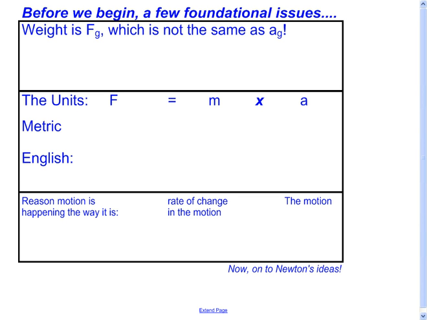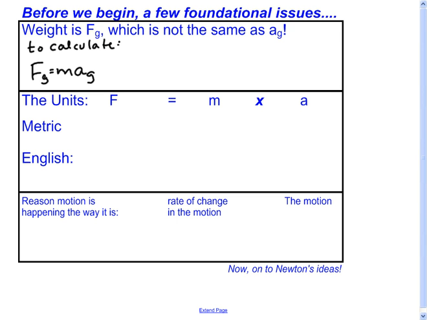Now, before we begin, a few really important foundational issues. Weight is Fg. If you want to calculate weight, how could you do it? The force due to gravity would be equal to the mass times the acceleration that gravity causes, Fg equals m Ag. Which Ag would you use? It depends on where you are, right? Your weight depends on where you are, and you better use the acceleration due to gravity where you are if you want to know what your weight is there.